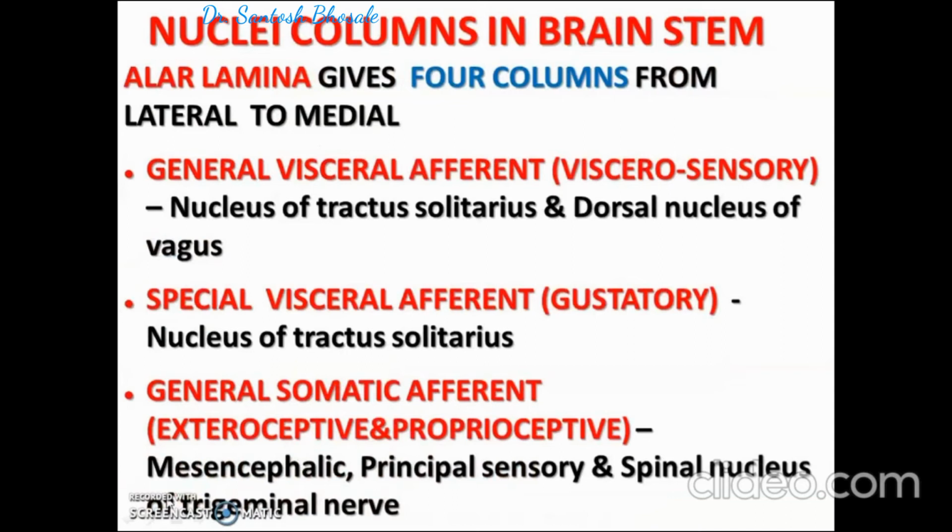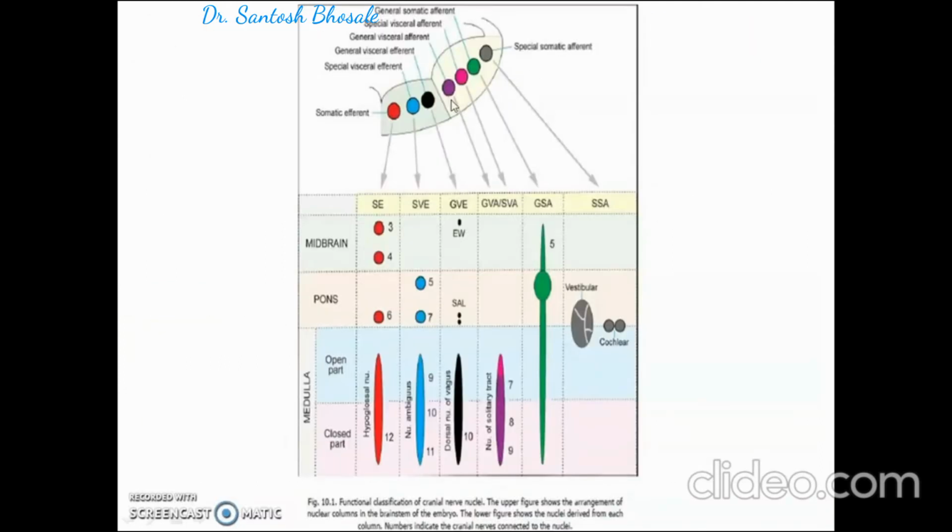So general visceral efferent is by the nucleus of tractus solitarius carrying the taste sensation and dorsal nucleus of vagus. Special visceral efferent is by, again, the nucleus of tractus solitarius carrying the taste sensations. General somatic efferent is by the mesencephalic nuclei, principal sensory nuclei and spinal nucleus of trigeminal nerve, and special somatic efferent is by the vestibular and cochlear nuclei.